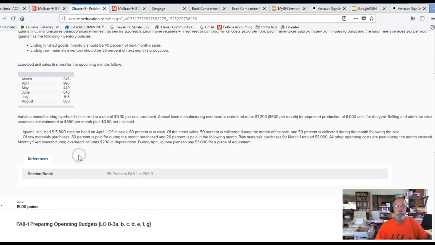Okay, what else do we have here? Iguana Inc. had $15,800 cash on hand on April 1st. Of its sales, 80% are in cash. Of the credit sales, 50% is collected during the month of the sale and 50% is collected during the month following the sale. Of raw materials purchases, 80% is paid during the month purchased and 20% is paid in the following month. Raw material purchases for March total $3,000. All other operating costs are paid during the month incurred. Monthly fixed manufacturing overhead includes $290 in depreciation. During April, Iguana plans to pay $3,000 for a piece of equipment.